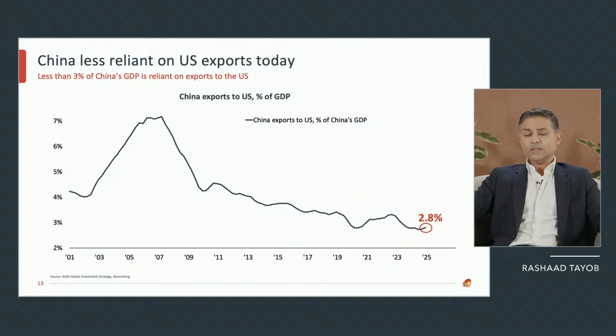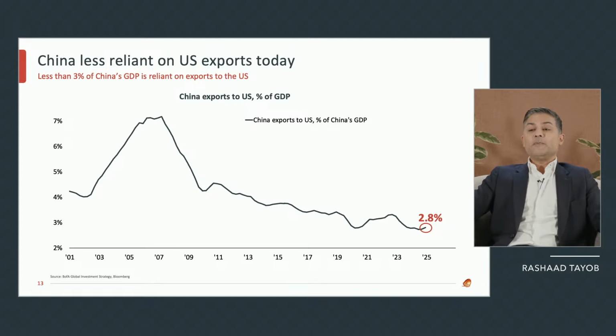exports. For China, on the other hand, this chart shows Chinese exports to the US as a percent of their GDP. And what you can see is that China has managed to reduce its dependence on the US consumer from around the 7% level to just under the 3% level. Now, make no mistake, the US market is the biggest consumer market in the world. If China is effectively cut off with 100% tariffs on the US consumer, they will take some pain.